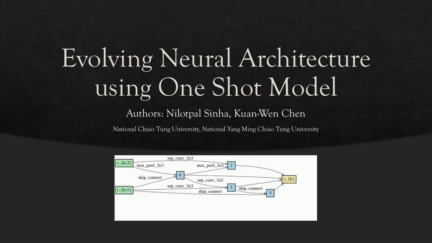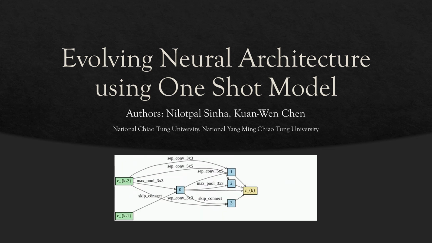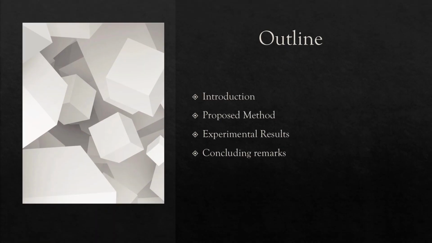Hello everyone, today I will be presenting our work on neural architecture search, which is titled Evolving Neural Architecture Using One-Shot Model. There are four parts in my presentation, which include introduction, our proposed method, experimental results and lastly concluding remarks.